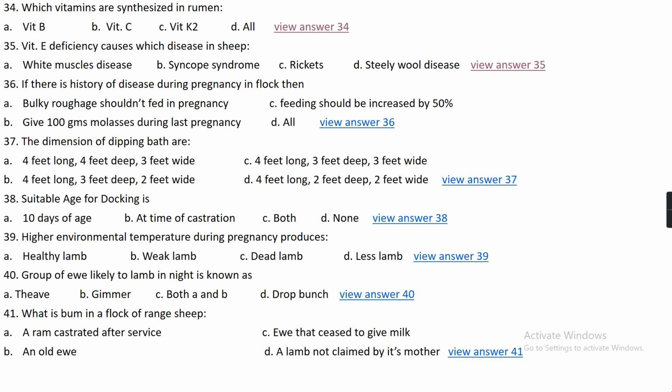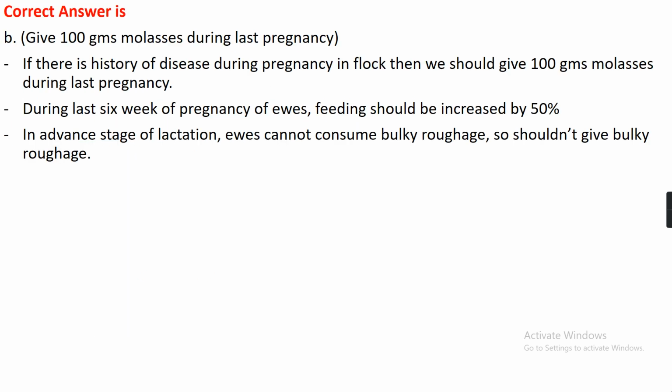Option B, give 100 gram more molasses during last pregnancy. Or option C, feeding should be increased by 50%. Or option D, that is all. The right answer is we should give extra 100 grams molasses during the last rounds of pregnancy if there is a history of disease during that pregnancy time.